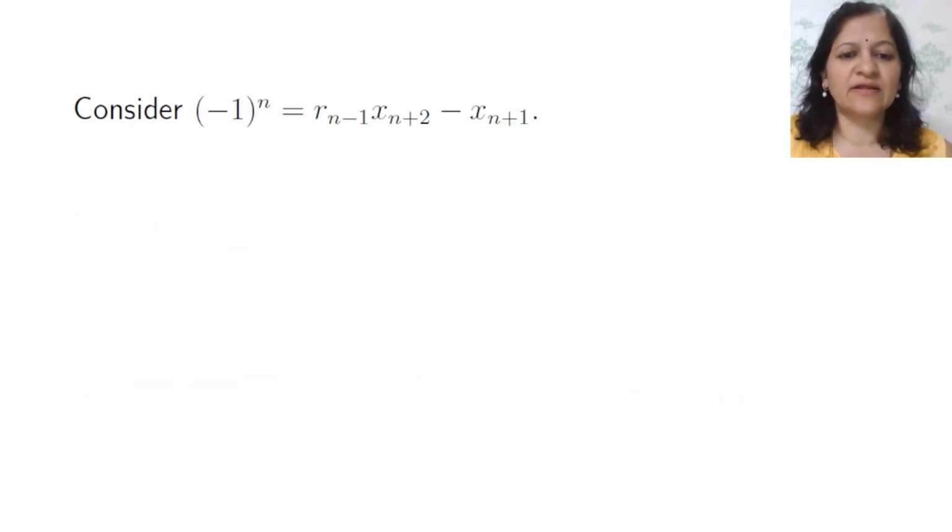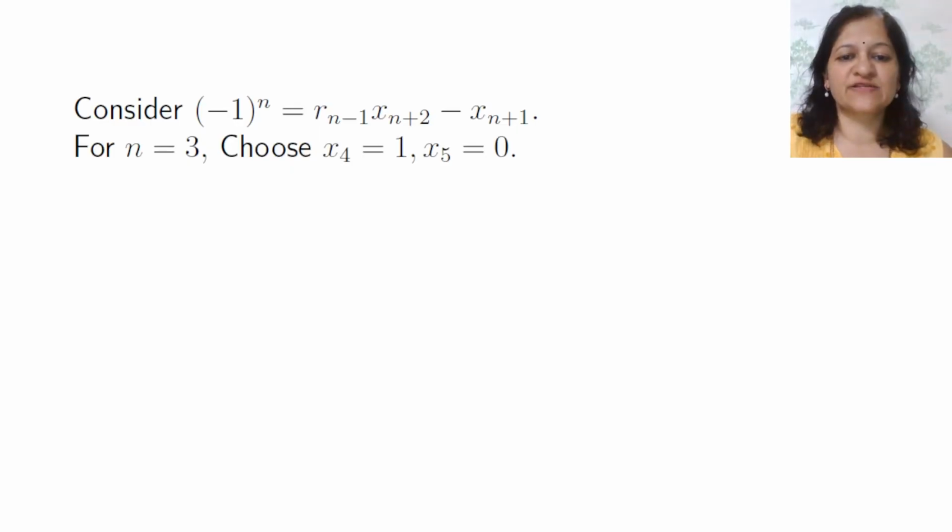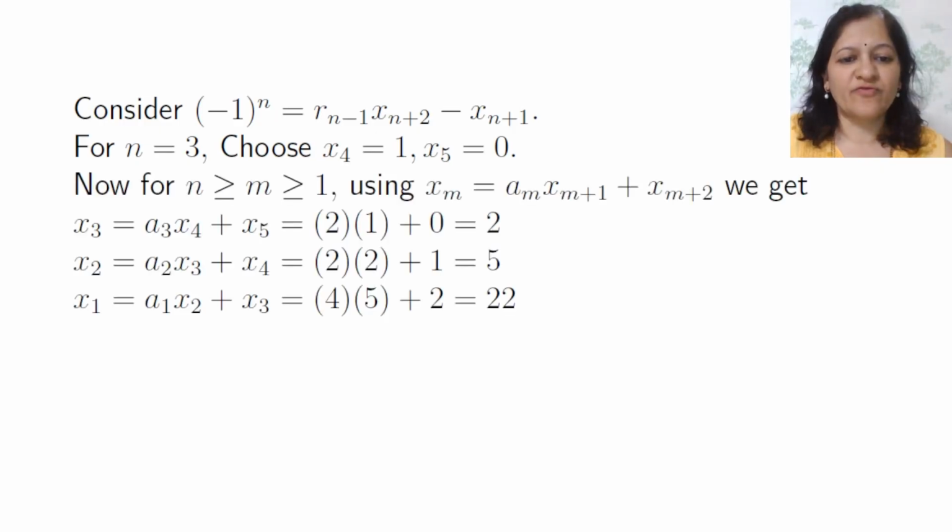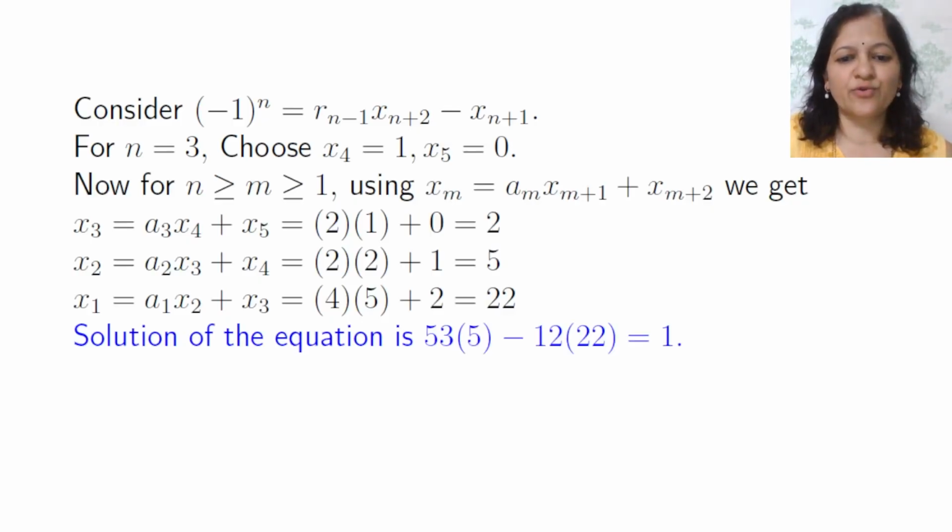Then again, like the last example, consider this equation and then as n equal to 3, choose x4 equal to 1 and x5 equal to 0, and then by backward substitution we get x3, x2, x1. So x1 equal to 22 and x2 equal to 5 is the solution. But this is the solution of the equation 53 into 5 minus 12 into 22 equal to 1.